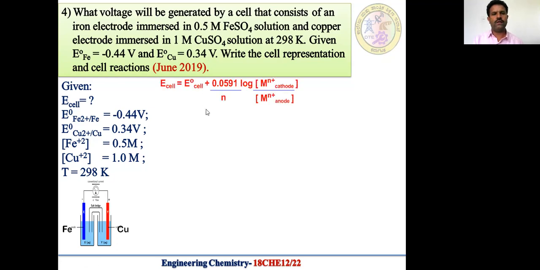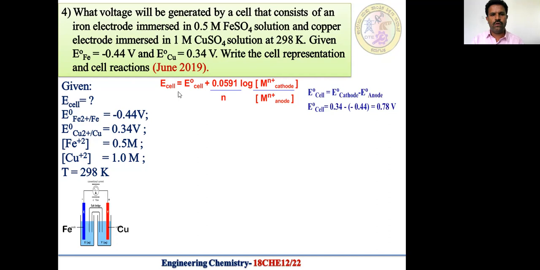For the suitable Nernst equation, it is not for a single electrode because it consists of 2 electrodes connected to each other. Hence, we should select the Nernst equation for a cell. E cell is equal to E naught cell plus 0.0591 divided by n, log of concentration of electrolyte at cathode divided by concentration of electrolyte at anode. Why did I select the equation at standard condition? Because they mentioned the temperature, that is 298 Kelvin or 25 degree Celsius.